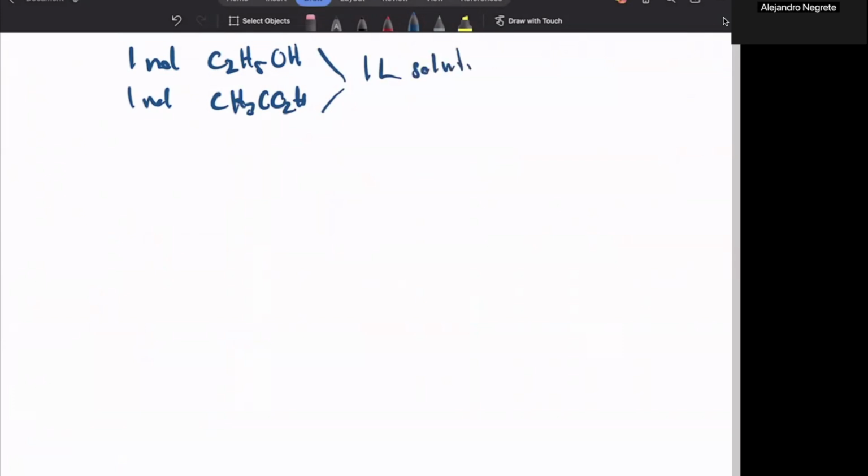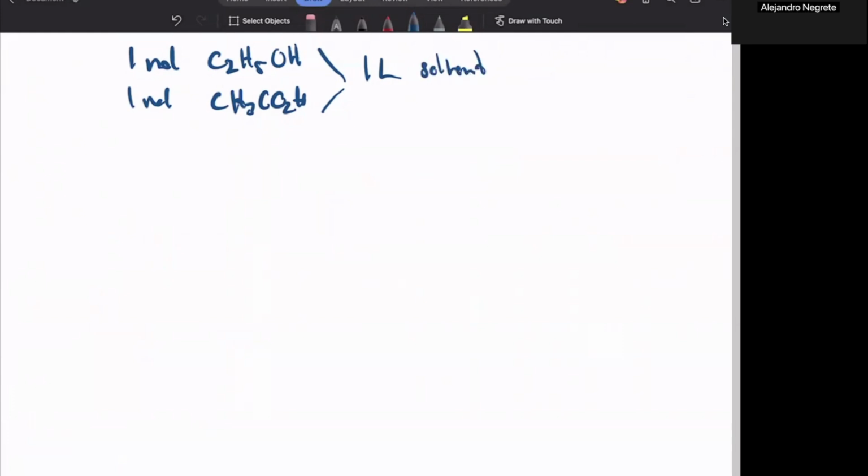So ethanol and acetic acid. I'm going to give you some information here. I have 1 mole of ethanol. Ethanol is C2H5OH. I also have 1 mole of acetic acid. And these are in a 1 liter solvent of dioxane. The dioxane is not really important, just that we need to know that it's in 1 liter.